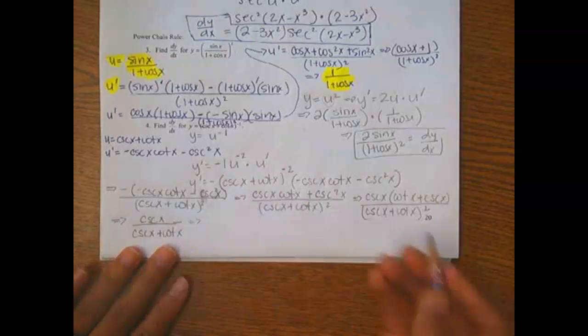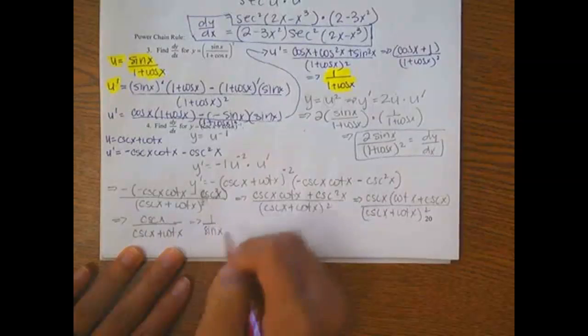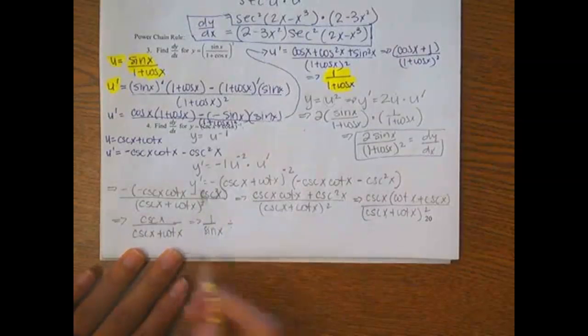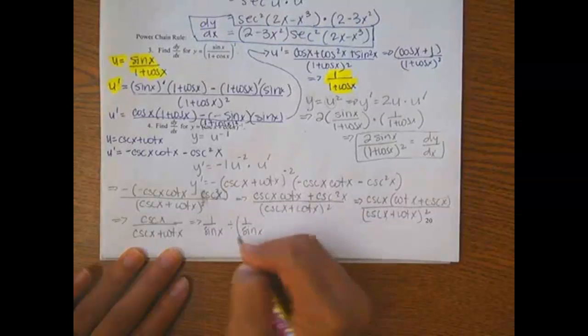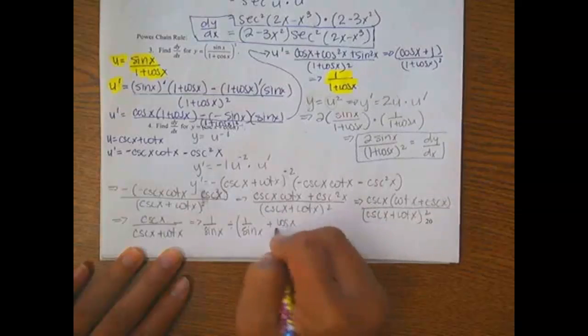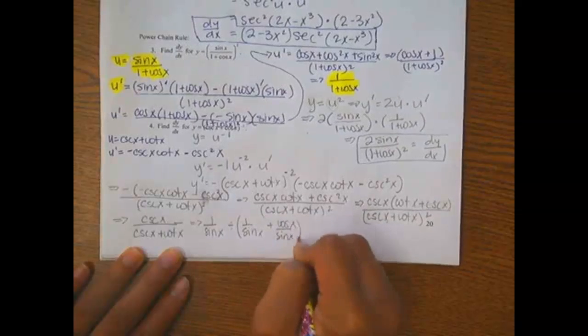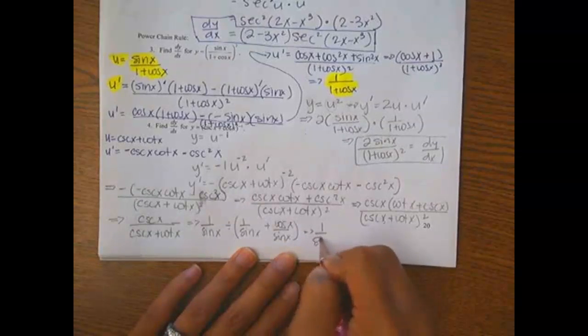So from here, cosecant is going to be 1 over sine of x. Okay, then I'm going to divide. This is also 1 over sine of x, divided by, then plus cotangent is cosine over sine. LCD are the same, so this is going to be 1 over sine of x.